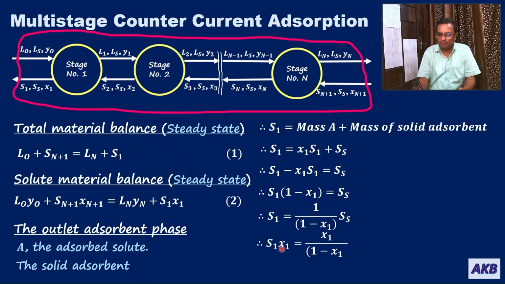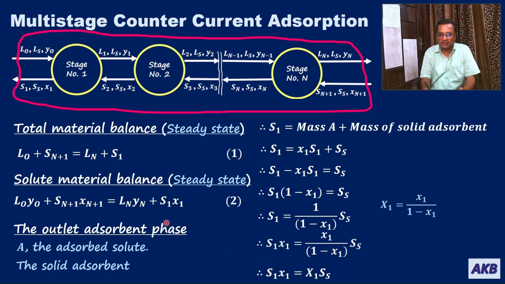That is S1. If I multiply with small x1 on both the sides, it would be S1 into small x1, that is equal to small x1 upon 1 minus small x1 into SS. And then small x1 upon 1 minus small x1 is capital X1. So we will have S1 into x1 equal to capital X1 into SS, which, as we understood, capital X1 is small x1 upon 1 minus x1. That is, we can replace the term S1 into x1 with capital X1 into SS.